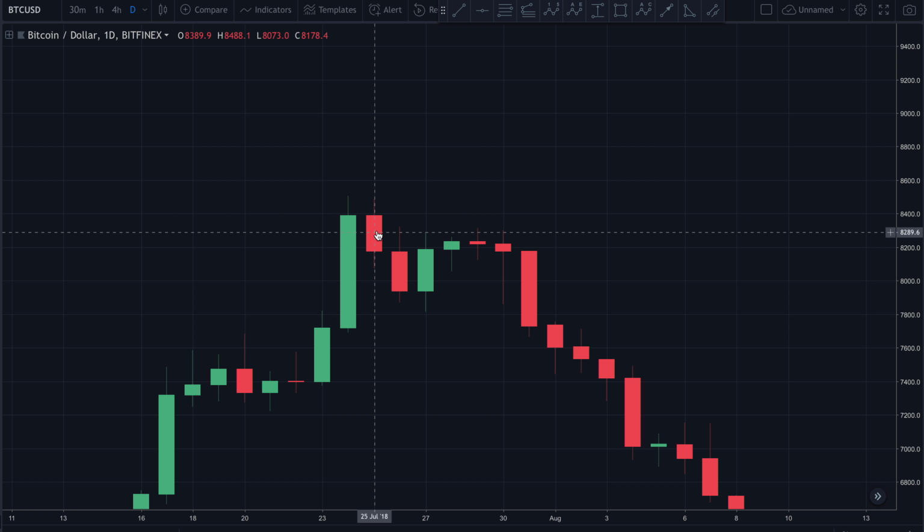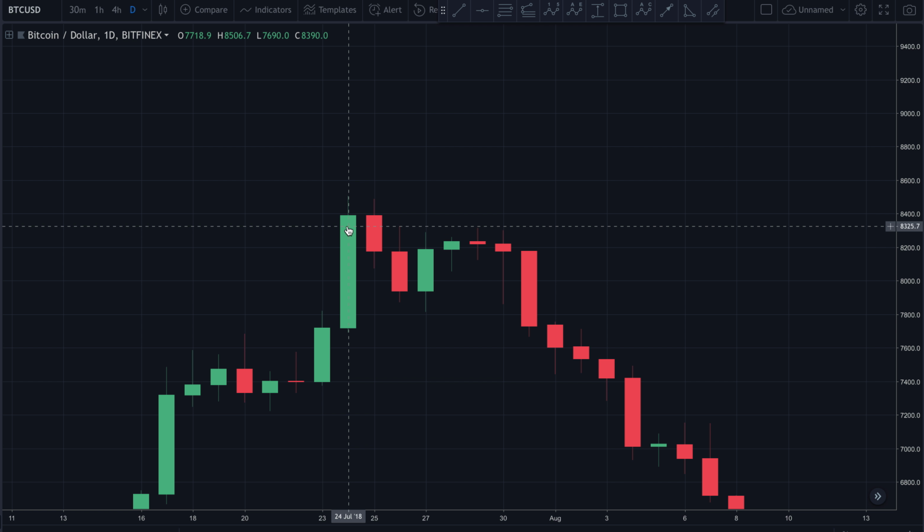On a red candle, the opening price is on top of the body, the closing price on the bottom of the body, and the wicks just show you how far above and below price went on that given day or any given time period. If this was a 4-hour candle, that would be in 4 hours. Today, again, in this example, these are daily candles.